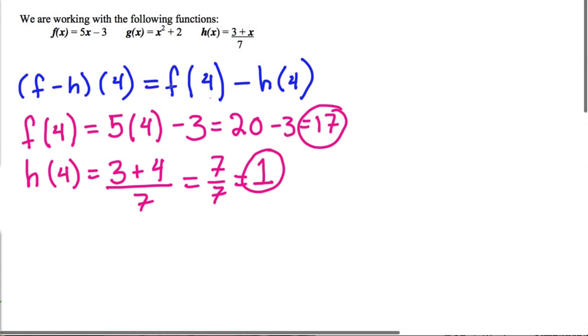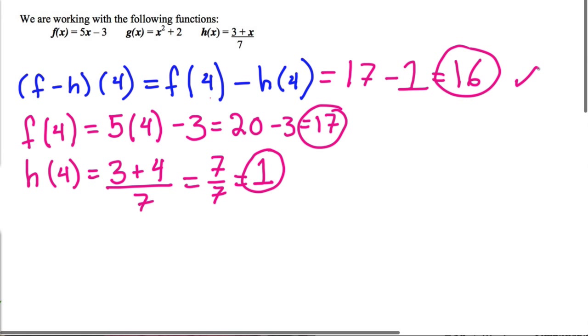So then I can now go back to my original problem, and I'm going to replace f of 4 with what I calculated down here. So f of 4 is equal to 17, and then minus h of 4, which I found down here, was 1. And so then this is equal to 16. So 16 is what f minus h of 4 is equal to. Okay, so good job there.